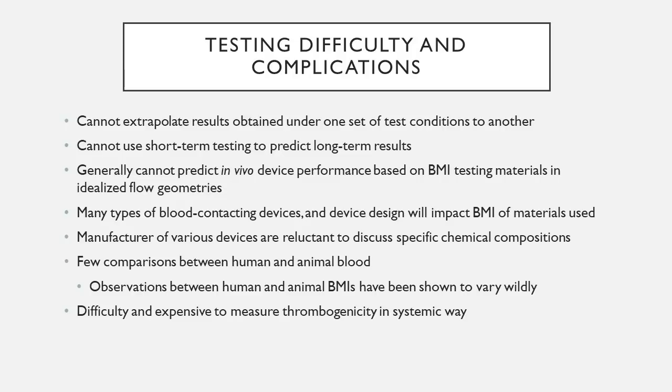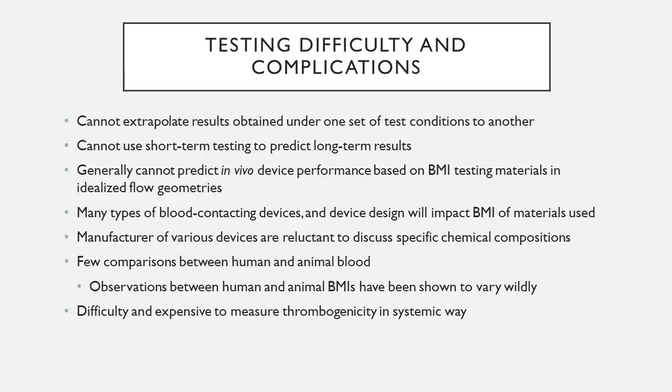Also, many types of blood contacting devices and even the device design itself are going to interact with the BMIs of the materials used. Also, manufacturers of various devices are reluctant to discuss specific chemical compositions they tested, so it's even hard to get data on blood material interactions associated with different types of materials or even vendors. There are also few comparisons between human and animal blood. These are so species specific that observations of one animal's BMI are going to have a wildly different result than we might have in humans themselves.